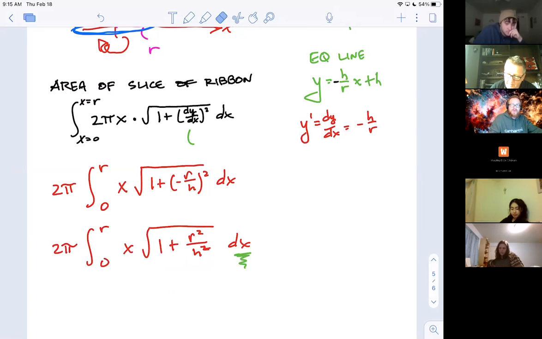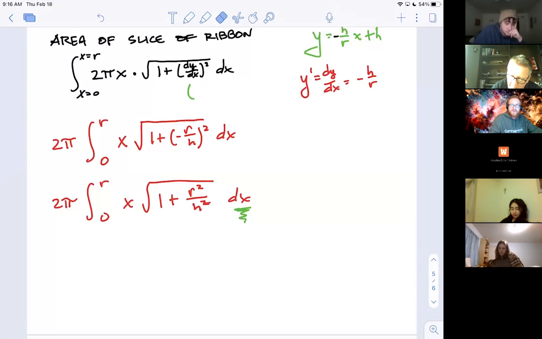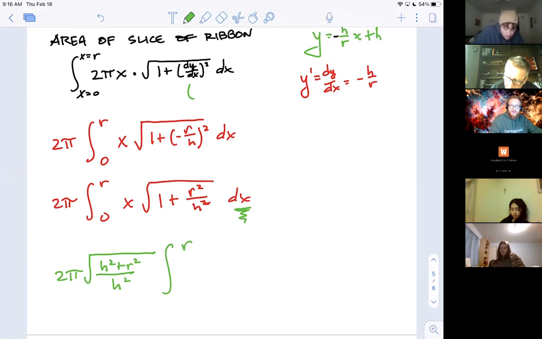So for that reason, I could actually just pull that whole mess out front too. 2 pi times the square root of 1 plus, actually I'm going to do one thing here just to save us a little time. If I wanted to add those with a common denominator, wouldn't that be h squared plus r squared divided by h squared? If I multiplied this 1 here, top and bottom, by h squared so that I could add them and have a common denominator, you'll see that'll make our life easier in just a second. Ah, that's an easy integral to take. The integral of x. There's not even a square root. Sweet.